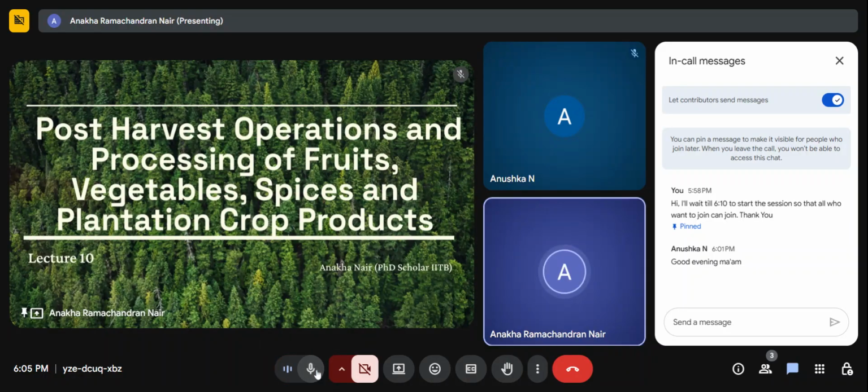Okay, I don't think there are others to join, so I'll start now itself. I'll just explain how this works in case you're joining for the first time. This is the problem solving session for the NPTEL course, Post Harvest Operations and Processing of Fruit, Vegetables, Spices and Plantation Crop Products. In this session, I'll be taking about 19 to 20 questions, which will be from this module.